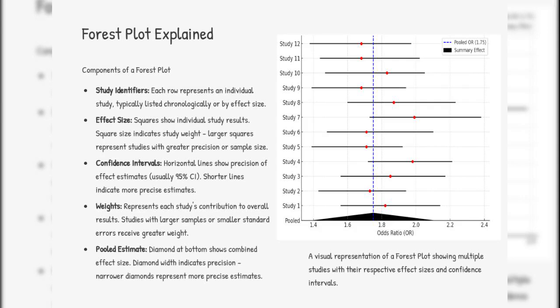Look at the forest plot again. Each square is a study, each line a confidence interval. Note that larger squares mean more weight. And that black diamond at the bottom? That's our pooled estimate, which is bold, precise, and statistically significant. This is evidence at its peak.